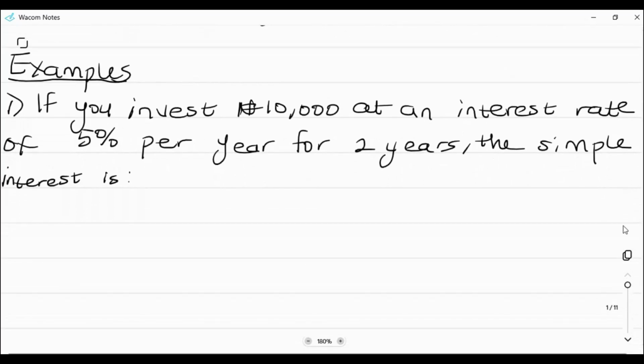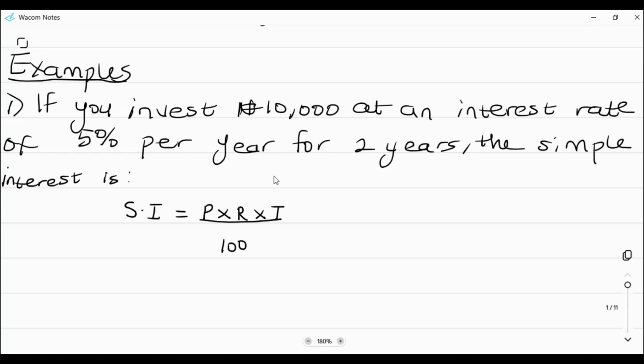So we have a question here that says, if you invest 10,000 naira at an interest rate of 5% per year for 2 years, the simple interest is? So we are asked to calculate the simple interest, and we have that SI is given as P times R times T all over 100.